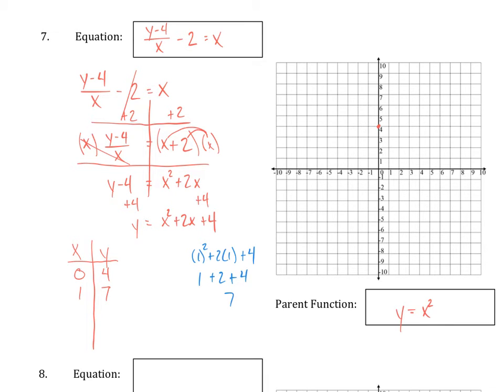The next number I would try would be 2. Oh, let me plot that point. I would try 2. This term will become a 4. This will become a 4, so we'll have 4 plus 4 plus 4, which is 12. Problem with that is I don't have a 12 as a y value on this graph, so I can't plot 2. So let me erase that 2 that's there.